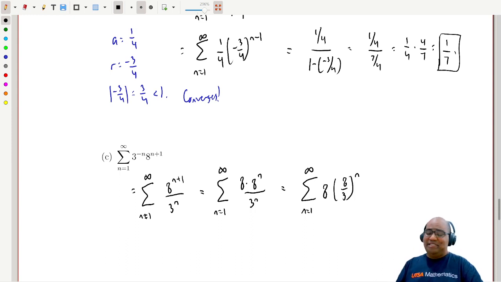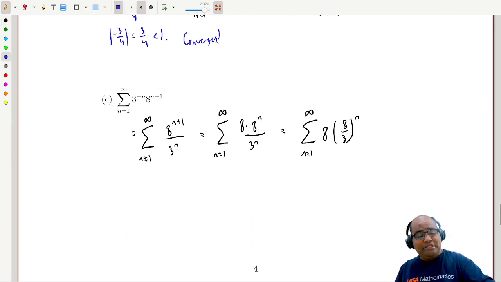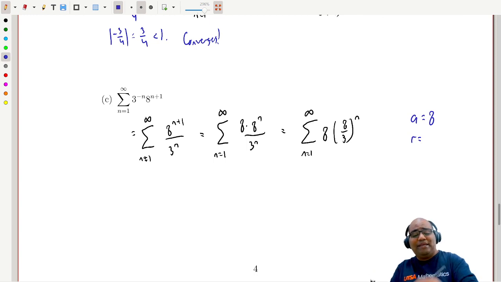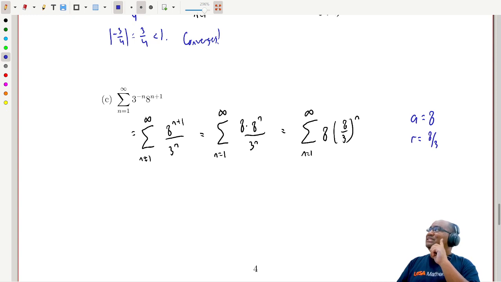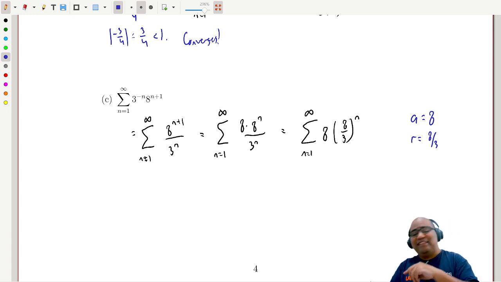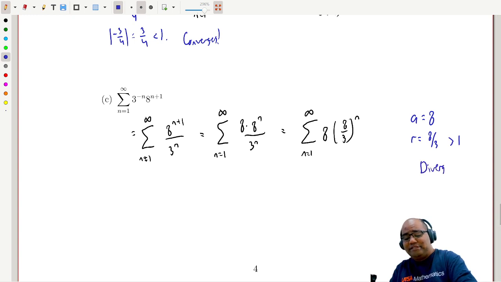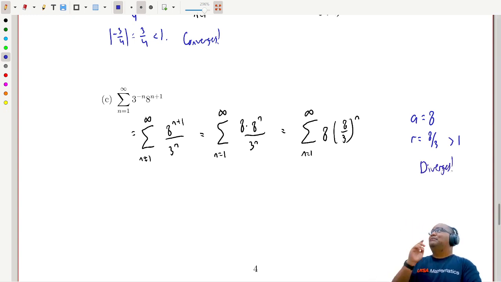Now this is still a geometric series here. Let's make some identifications. In this case, a is equal to 8, and r, the multiplier here, is 8 over 3. But 8 over 3 is slightly less than 3, which is certainly not less than 1. This is bigger than 1 in absolute value. So this thing diverges. Because the common ratio is bigger than 1 in absolute value, this sum does not converge, and hence it does not have a sum. The sequence of partial sums does not converge.